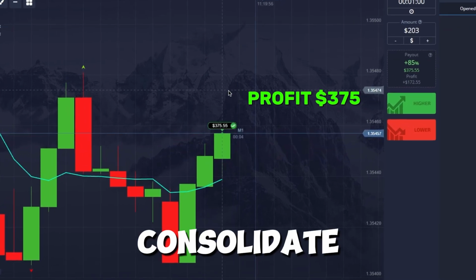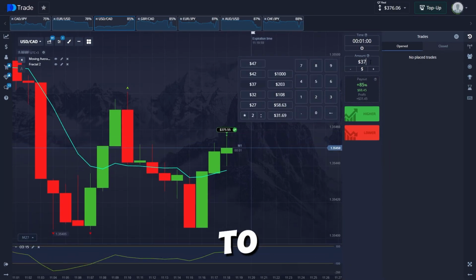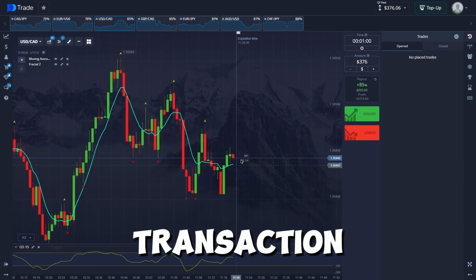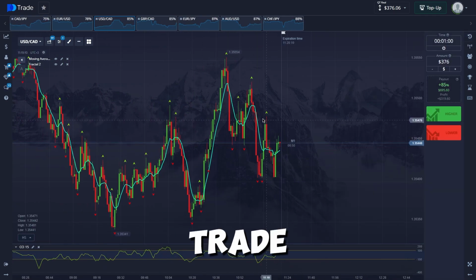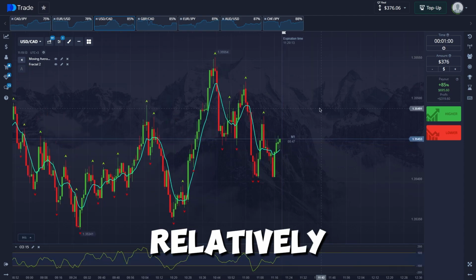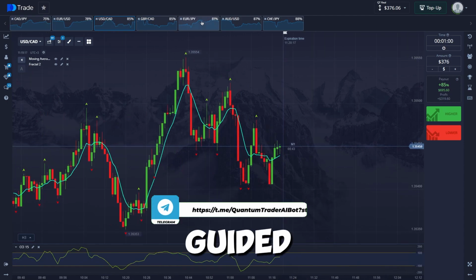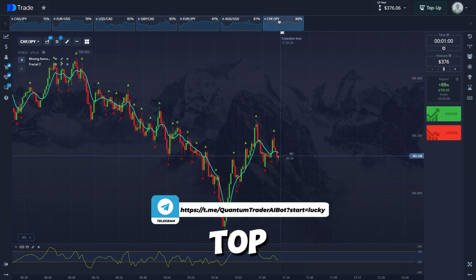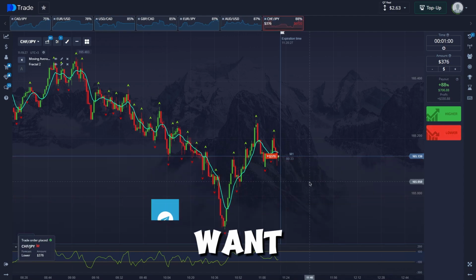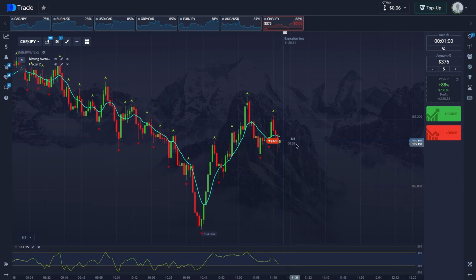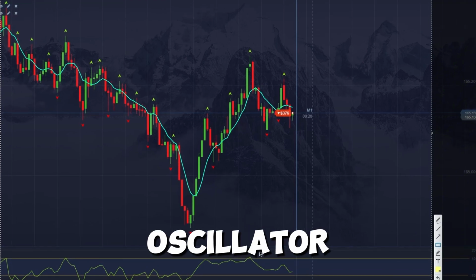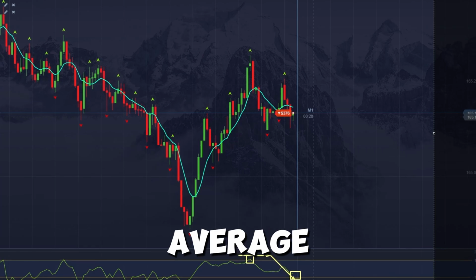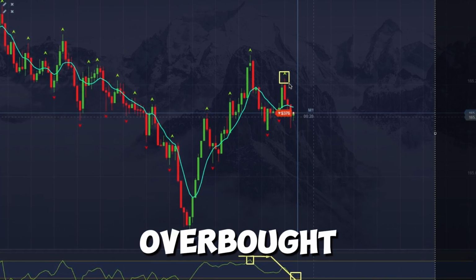Let's try to consolidate this result, open according to the principle of course, and continue to pick up the next entry into the transaction. Here we open a trade on the upside, a relatively good entry point. We are guided here by 2 signals. We have a crossover from the bottom to the top of our moving average, and I want to see the crossover area, the overbought area on our oscillator. Since the crossing of the oversold area has occurred, the moving average should tend to go into the overbought area.